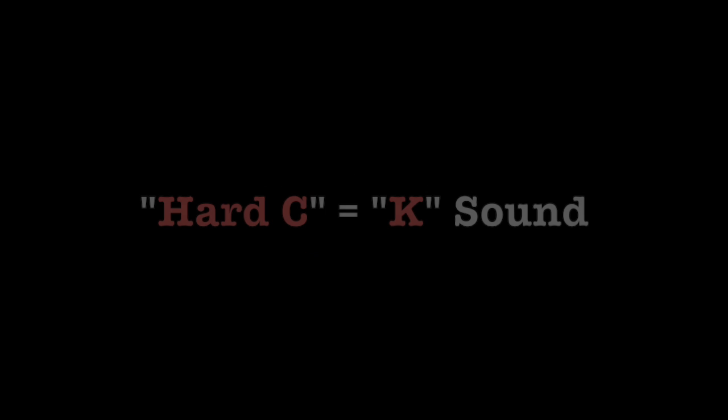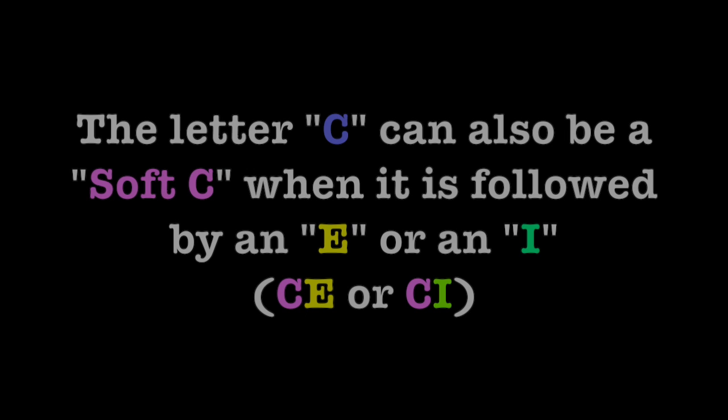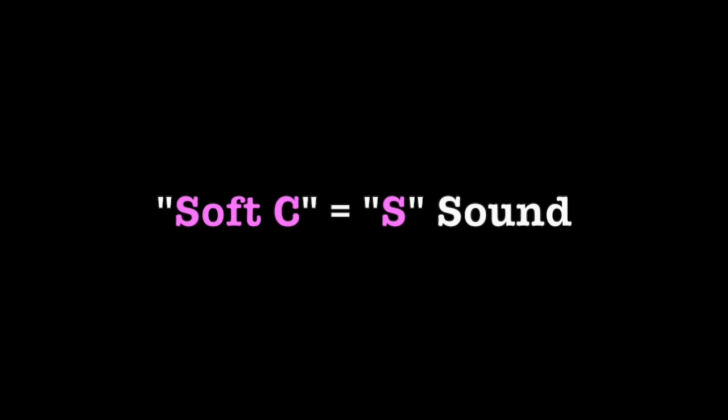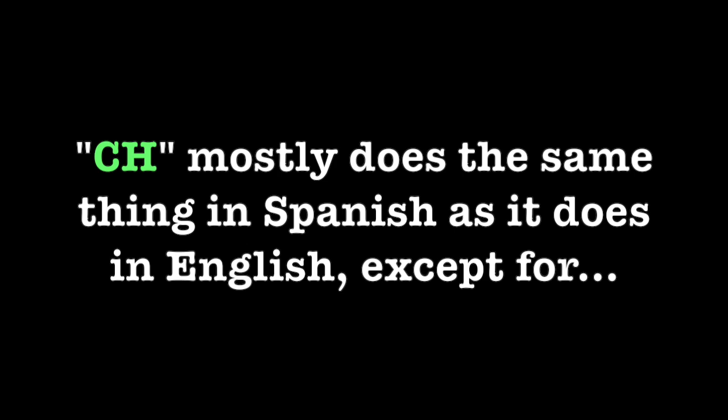Now, the reason I like putting this separate is it does make a different sound. Remember, the letter C can be a hard C, it can make the K sound. The letter C can also be a soft C when it's followed by an E or an I, which means it makes an S sound. And with this one, if you have a C and an H, then it makes a Ch sound. So it's actually really easy.